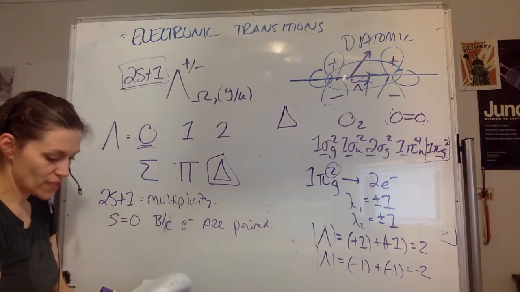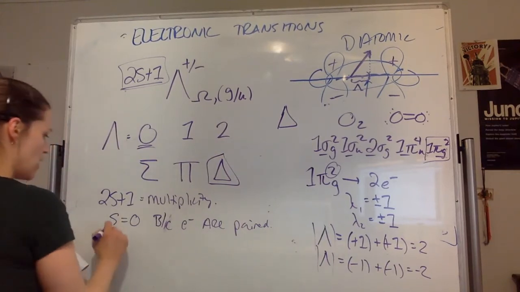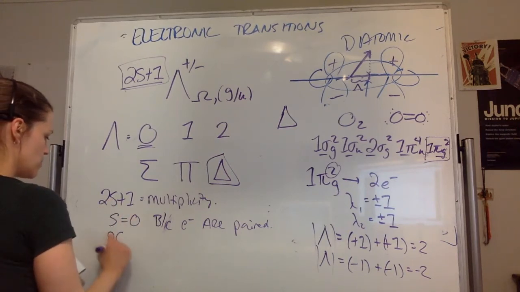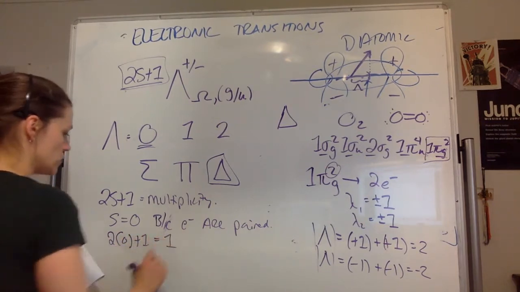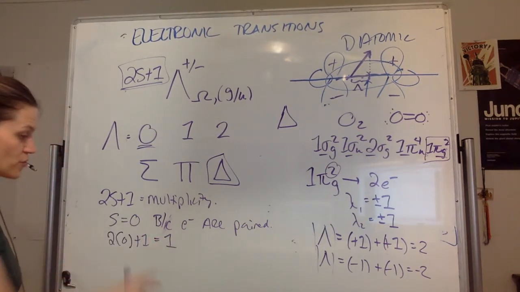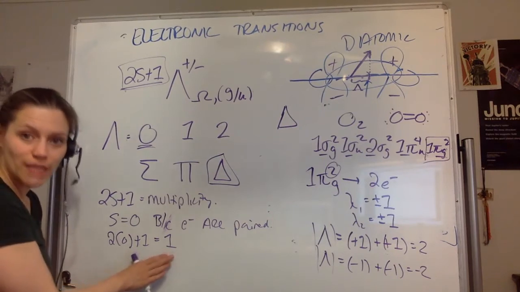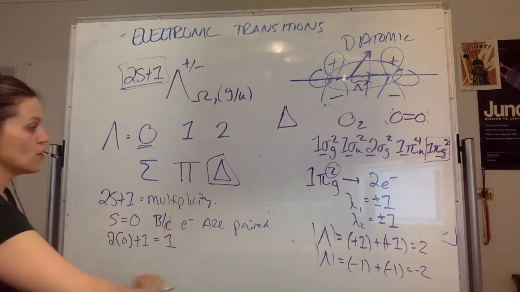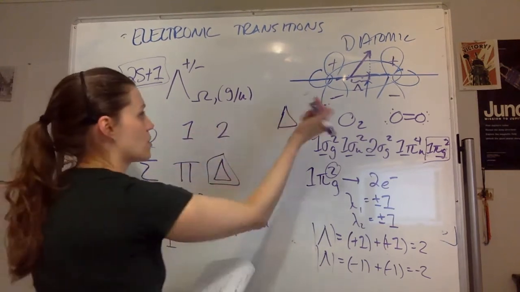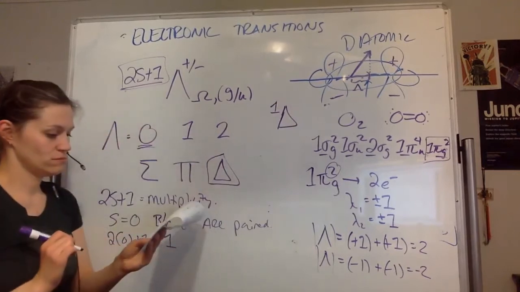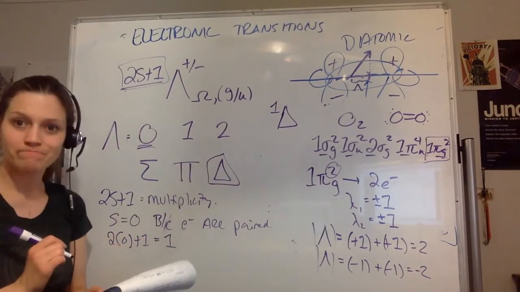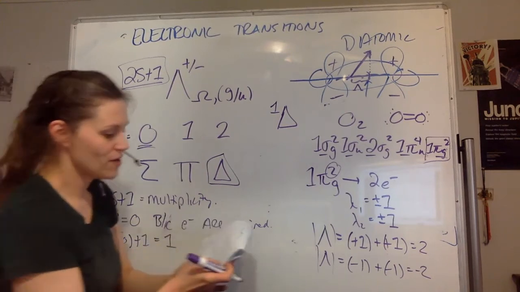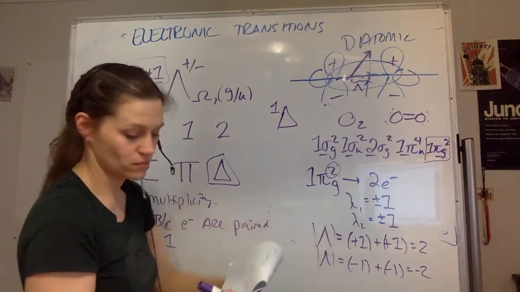So that means that they are paired. Okay, so if that's the case, then S is 0, so 2 times 0 plus 1 equals 1. So there's only one possible orientation of this angular momentum from the spin, which means that this number is going to be 1. 1Δ. So that's the term symbol if we have the electrons in the same p orbital.